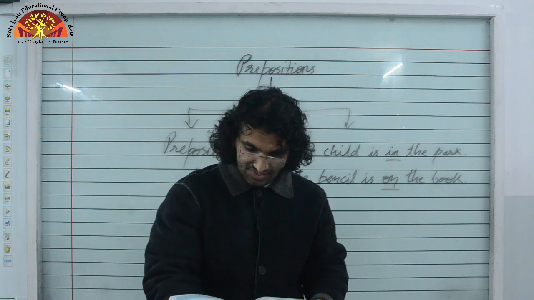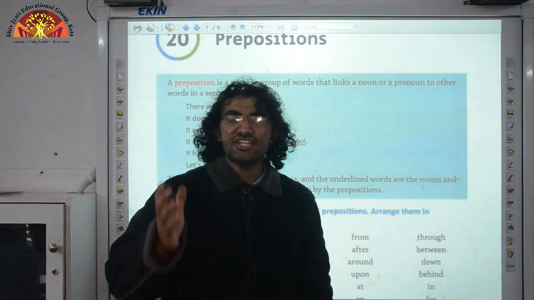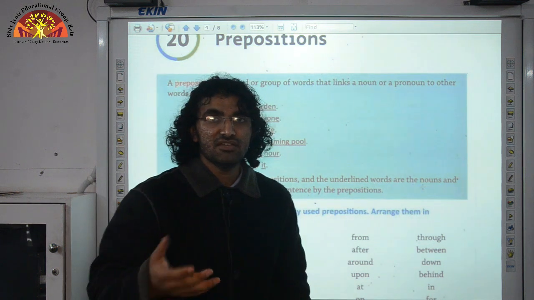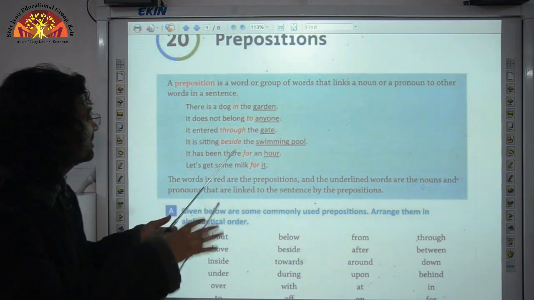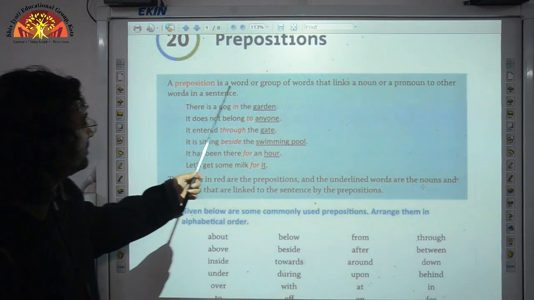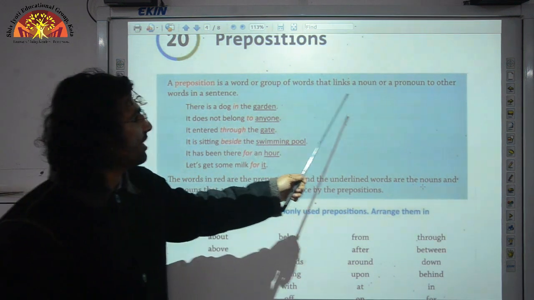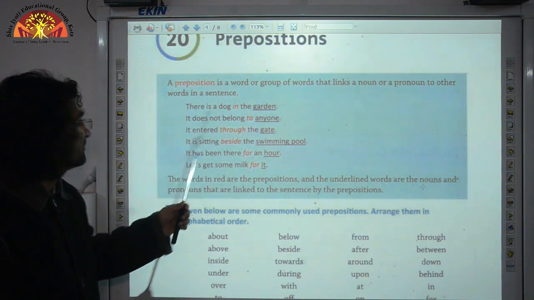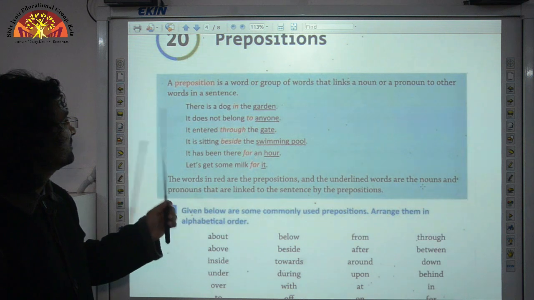So we will do the exercise number B. Page 90, chapter 20. Before we proceed with the exercise number B, we are going to have a quick glance of it. We are going to go through it quickly. A preposition is a word or group of words that links a noun or pronoun to other words in a sentence. Okay, here are some of the examples which we saw earlier also.